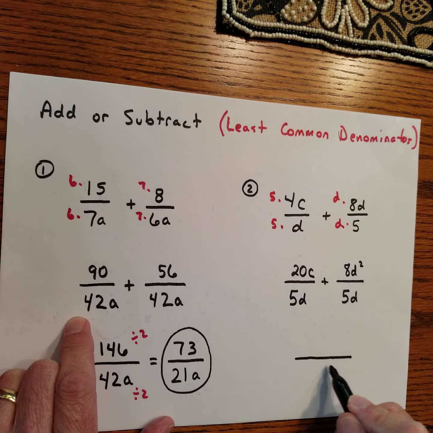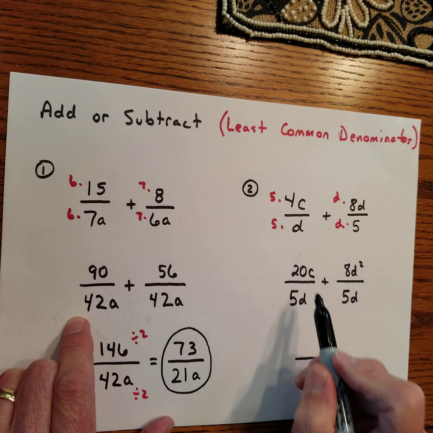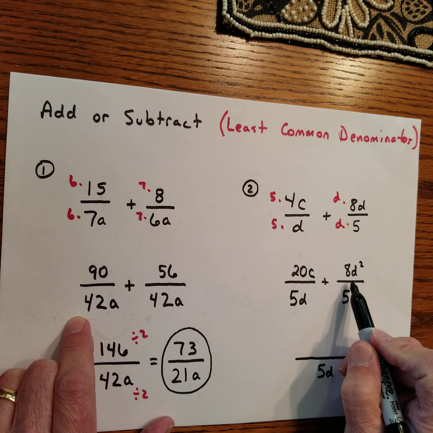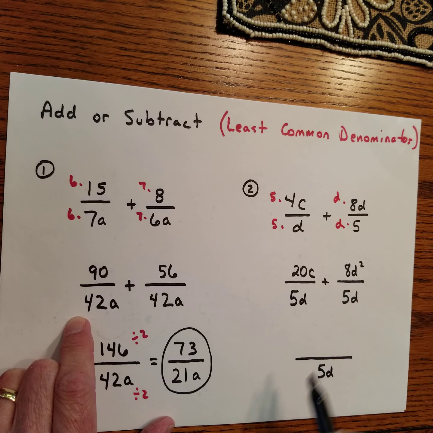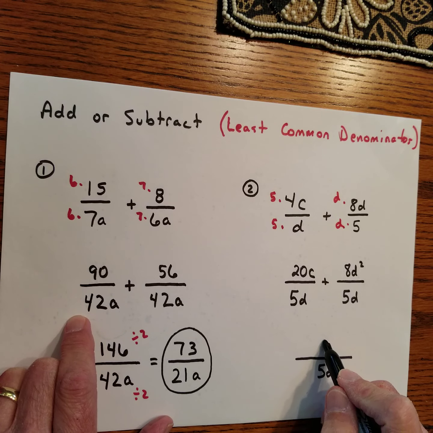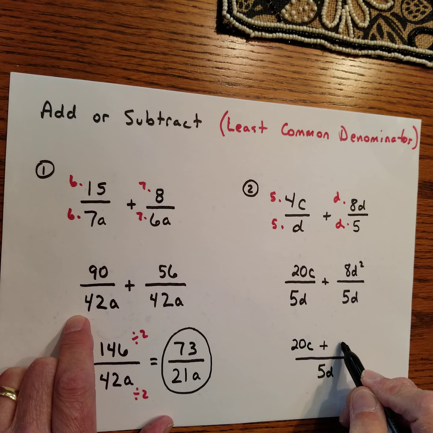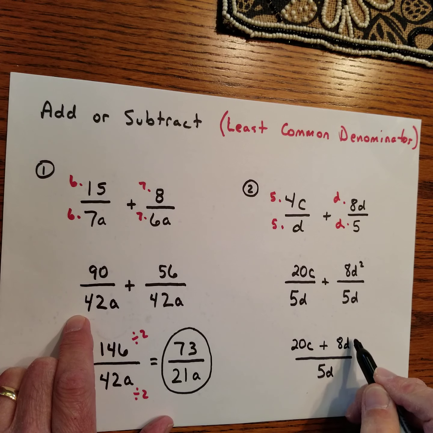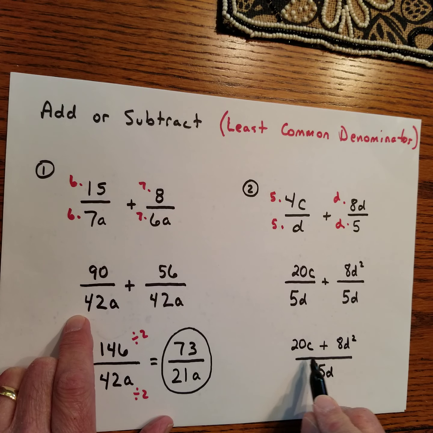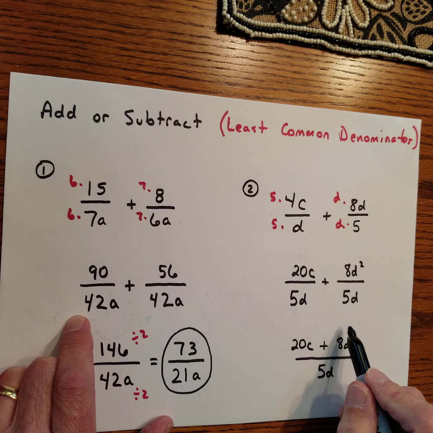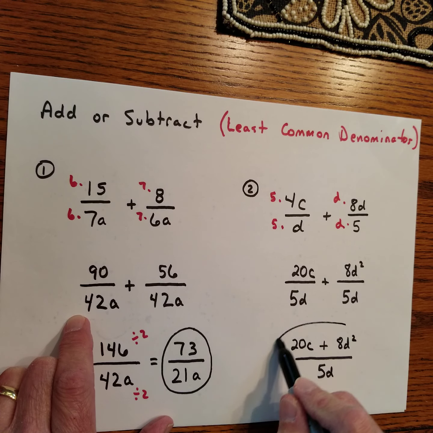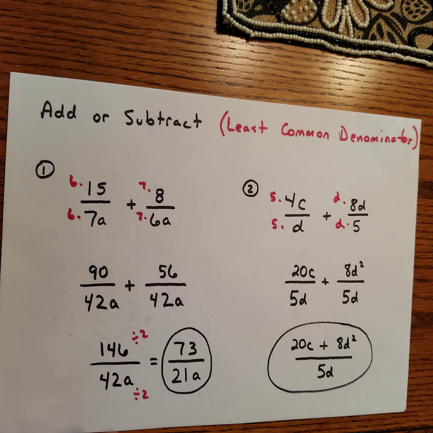Keep the common denominator. And I'd like to add the numerators. But this numerator has a c and this numerator has a d. Those are not like terms. And since they're not like terms, I can't really add them together. All I can do is show that I would like to add them together as 20c plus 8d squared all over 5d. That's a complicated looking answer, but it's perfect.